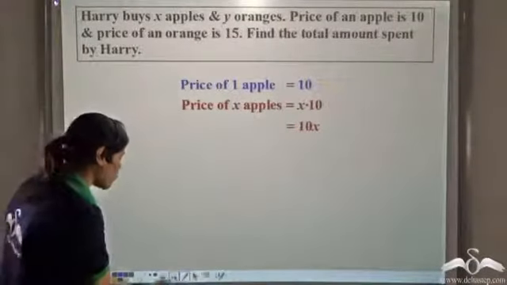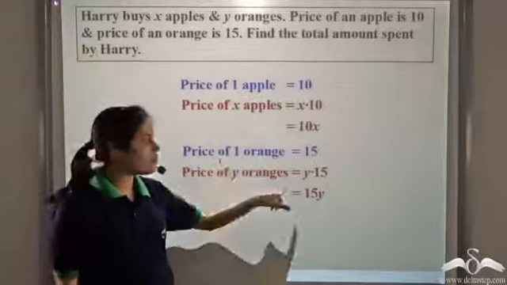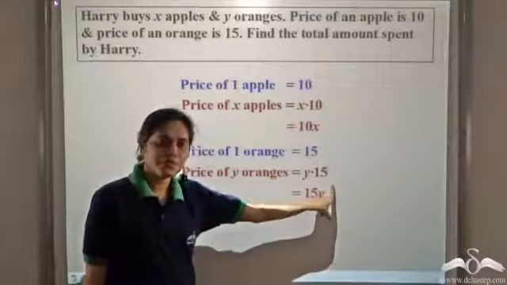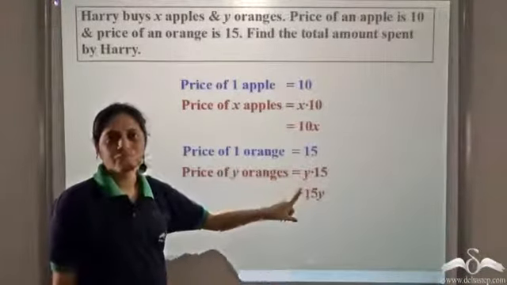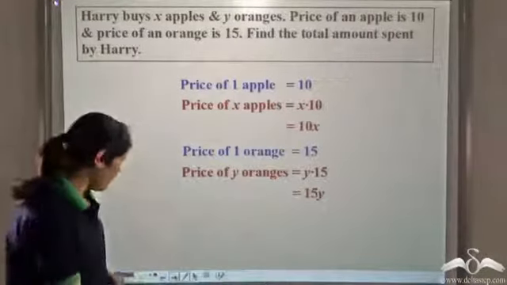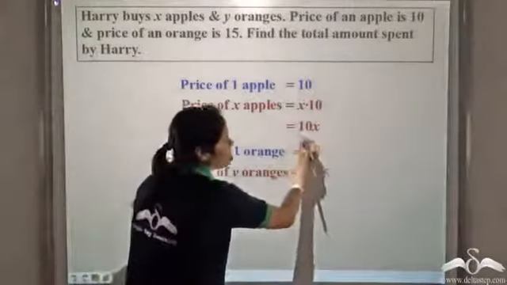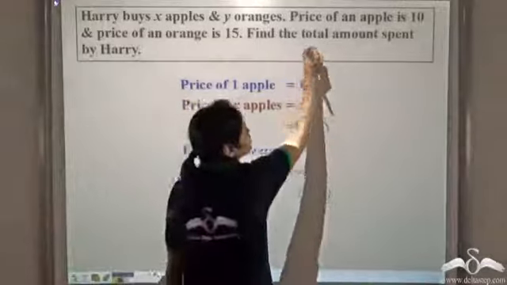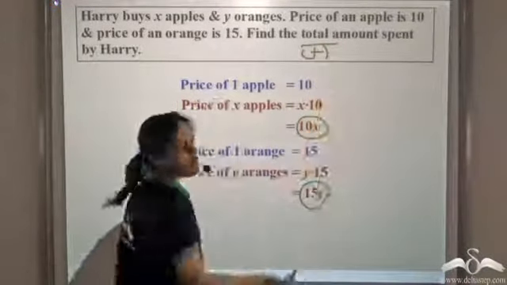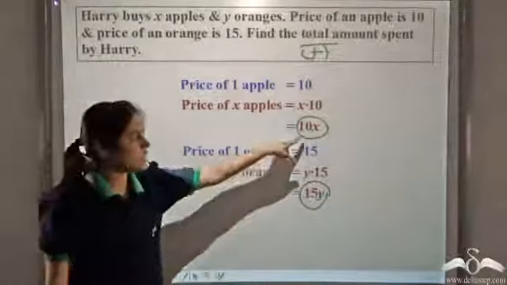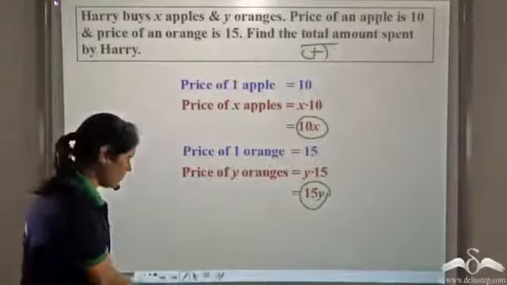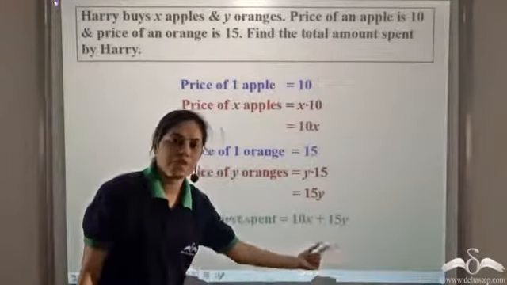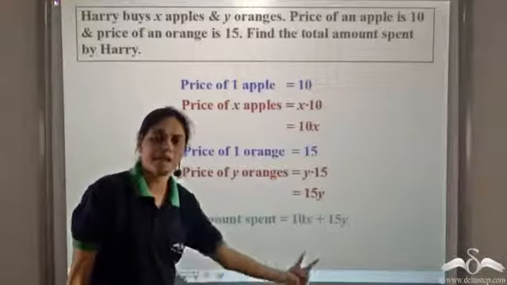Now let us consider oranges. Price of one orange is 15. So price of Y oranges is Y into 15, that is 15y. Now total amount spent will be amount spent on apples plus amount spent on oranges, because total stands for addition operation. So it will be 10x plus 15y. So total amount spent by Harry is 10x plus 15y.